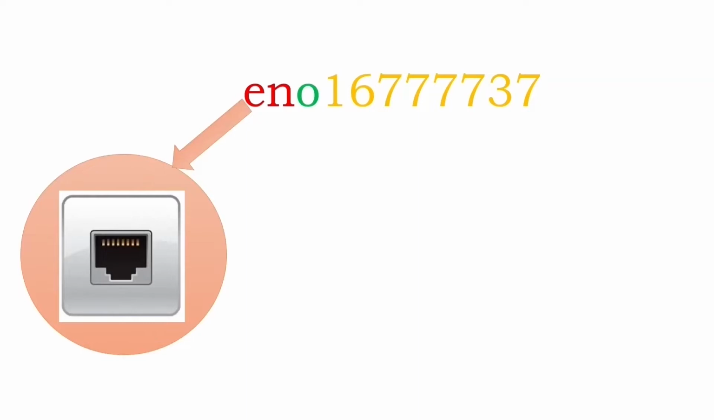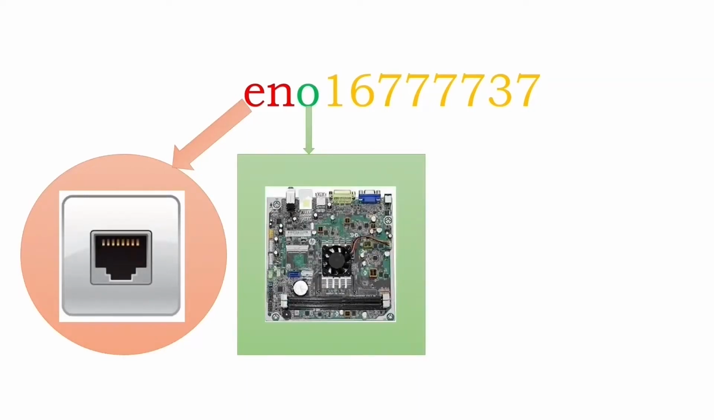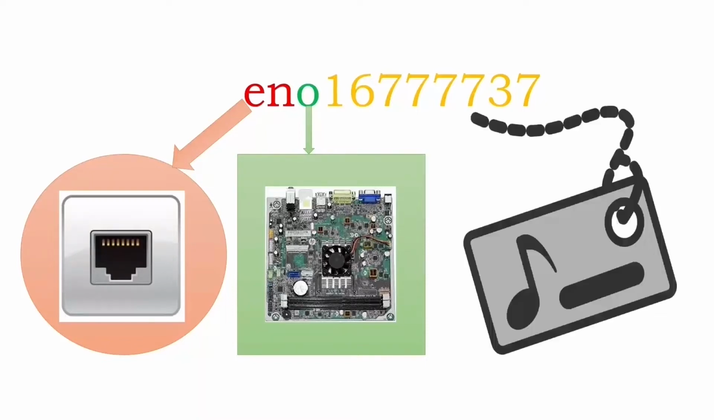Let's take an example name: ENO167777737. In this name, the first two letters EN stand for an Ethernet interface. The next letter O stands for an onboard interface. The remaining number 167777737 is a unique ID number.